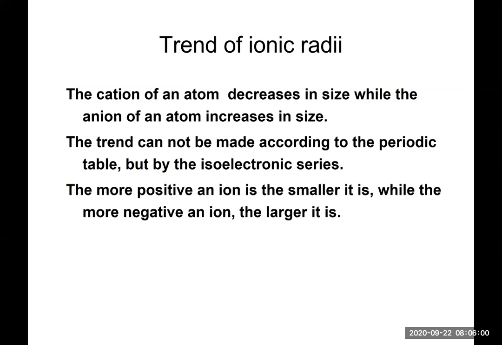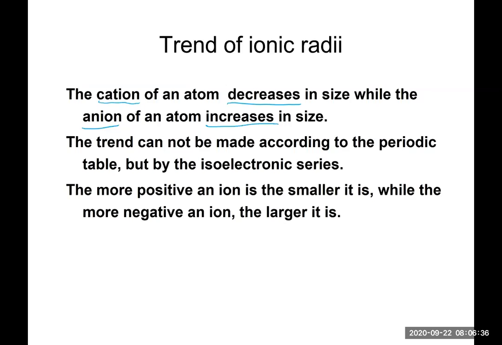When we look at the trend in atomic radius based on cations and anions and the formation of an ion, the cation of an atom decreases in size, while the anion of an atom increases in size. And the trend cannot be made according to the periodic table, but by isoelectronic series. So let's talk about what we mean by isoelectronic series and making a determination about the atomic radius of an ion.